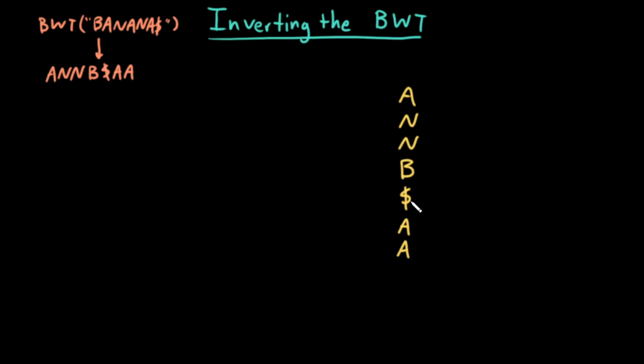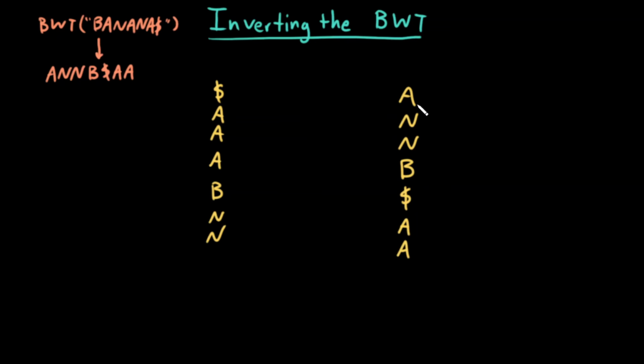column. So remember, $ is the smallest alphabetically because it's my termination character. So I would get $. Then I have 1, 2, 3 A's. Then I have a B. And then I have 2 N's.